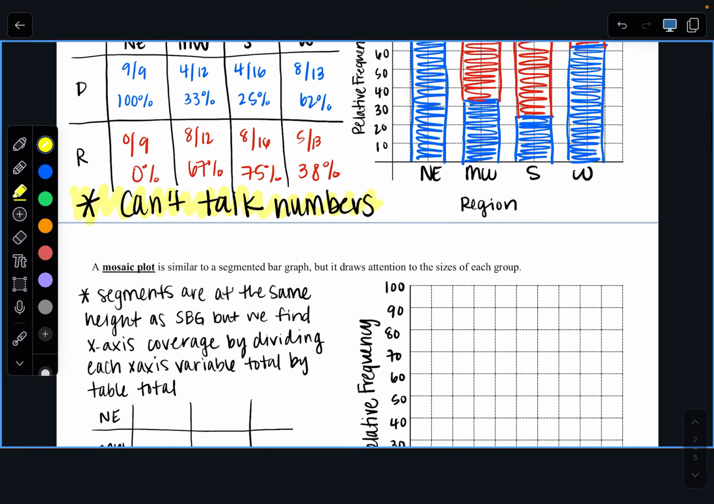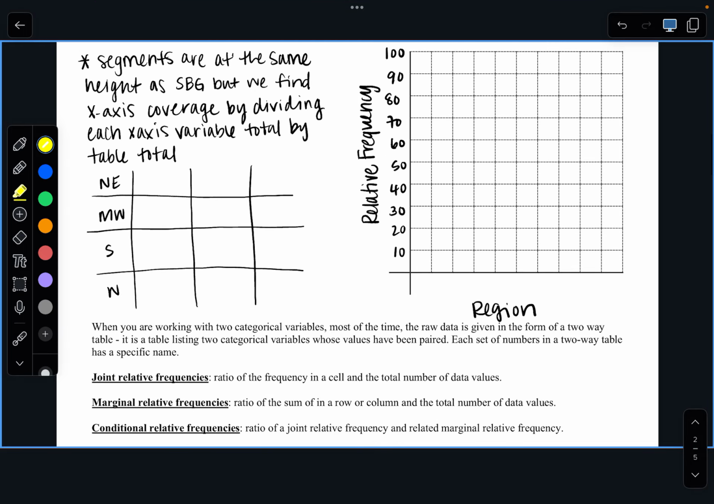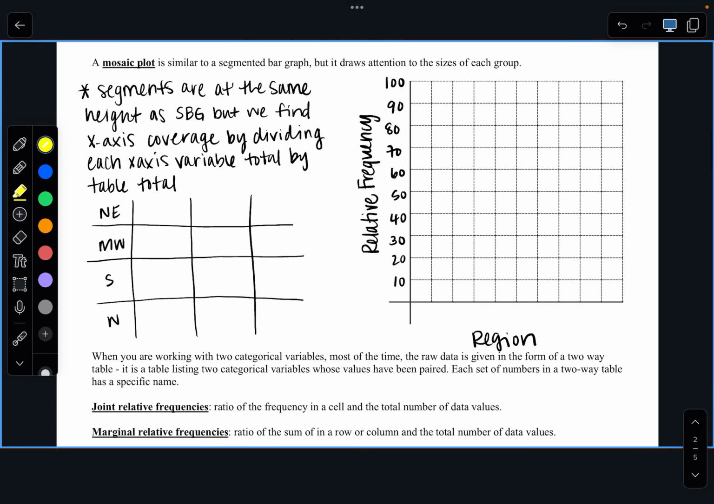Okay, now the new thing. I call it the new thing because prior to the 2021 exam, so in 2020, they put mosaic plots into the curriculum and they wanted you to graph it. And then the 2020 tests got a little weird. They had to adapt and change it. And so 2021 came and we saw mosaic plots for the first time. Now, a mosaic plot gives us the same data that a segmented bar graph does. However, it gives us the ability to talk numbers.